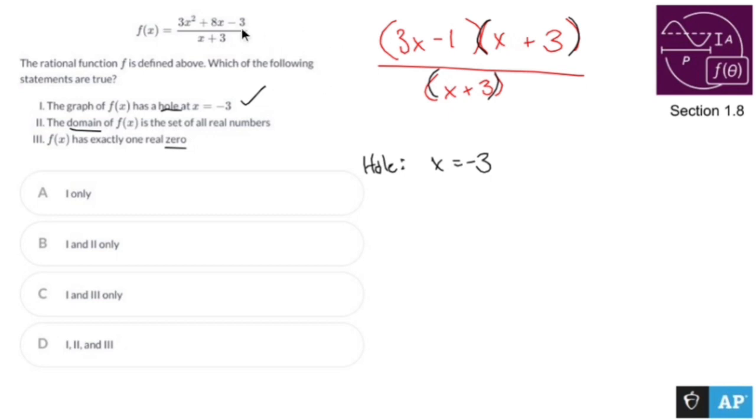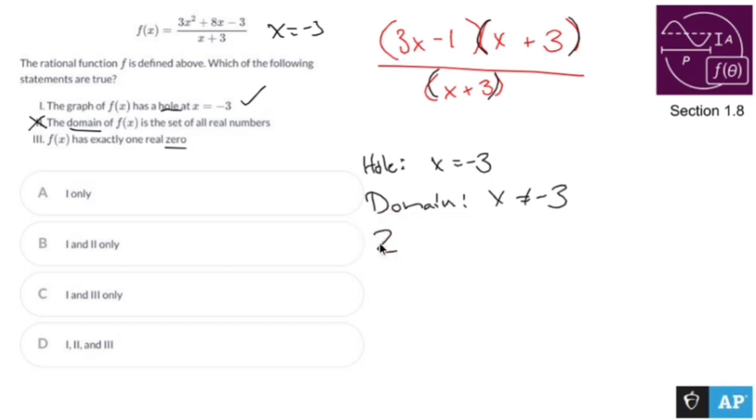The problem is the original problem had x plus 3 in the denominator, which means you're not allowed to plug in negative 3. You're not. So my domain is going to be everything except x cannot be negative 3. So is it all real numbers? Nope, because all real numbers includes negative 3, and you're not allowed to include negative 3.